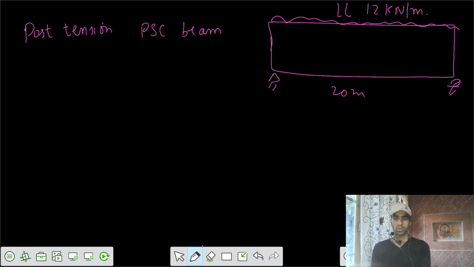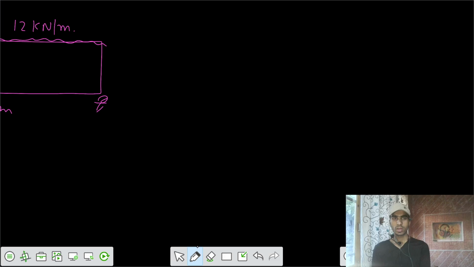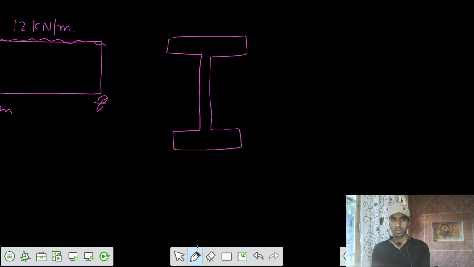So all the data is provided. We have some cross section provided to you. This one is 500. The thickness of the flange is 150, the bottom flange is 200, and this width is 300. The width of the web is 150, and the depth of the web is 650.